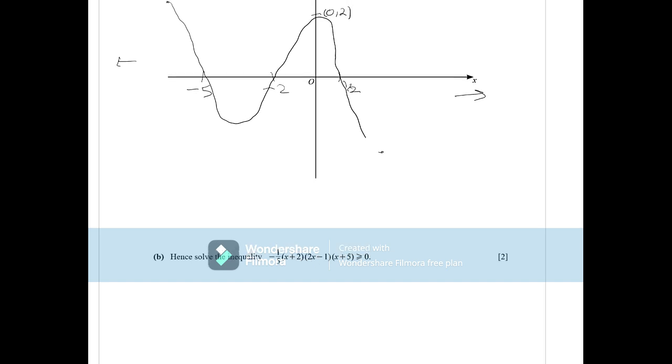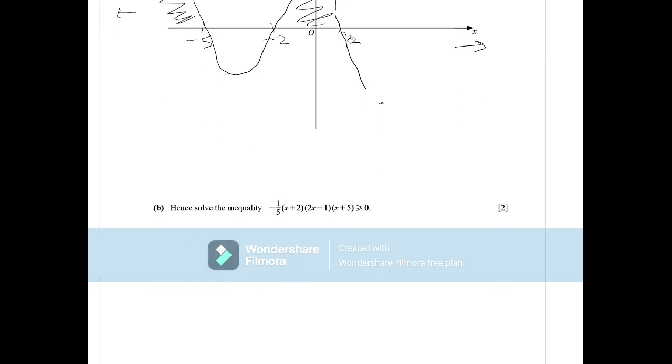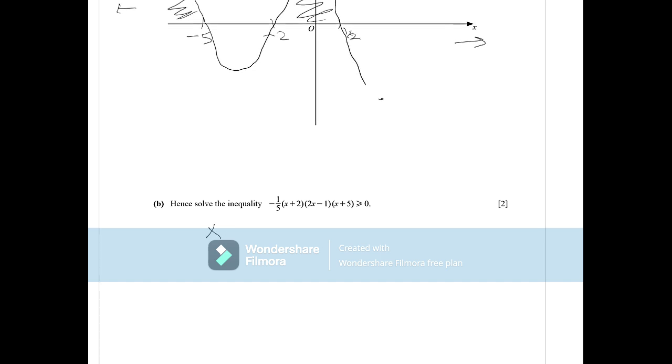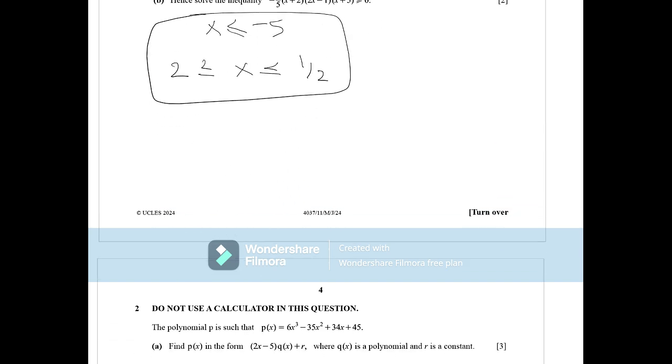Solving the inequality, we just need to state the values of x for which the graph is in the positive region, and that would be x being less than -5, and x being in this interval. And that is your final answer for question 1, part B.